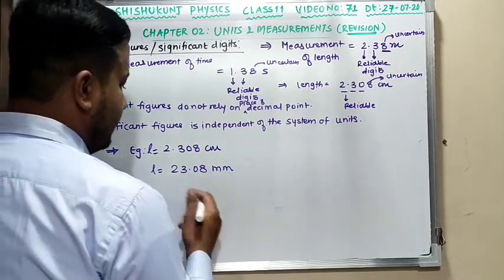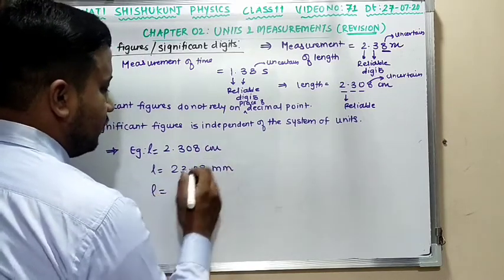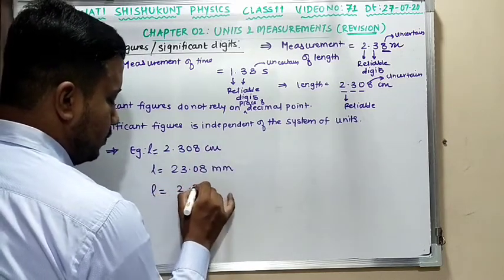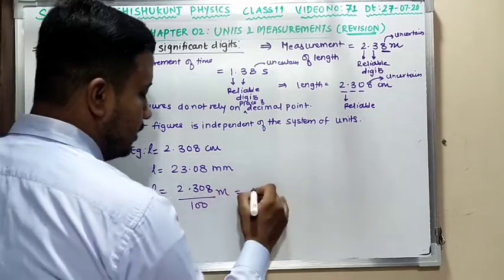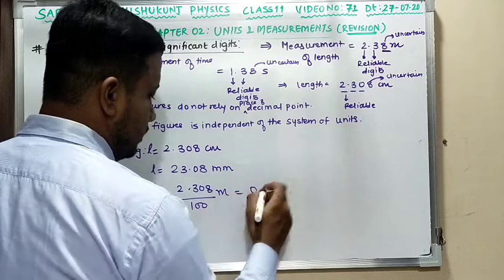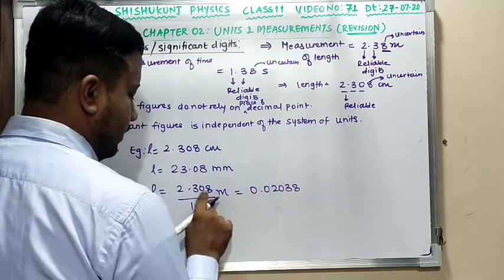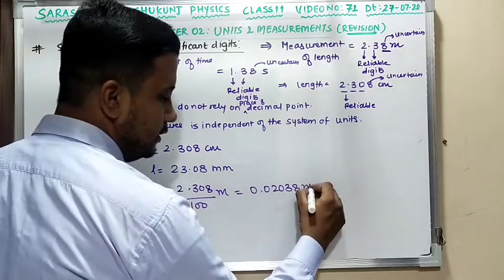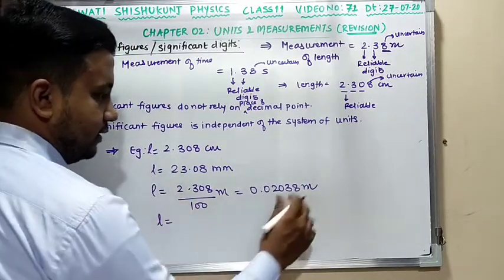So I am going to get my answer one more time. This is centimeter. If I want to convert it into meter, what am I going to get? That is 2.308 divided by 100. So I am going to get my meter, that is 0.02308. 1 2 3 4 5. This much meters.